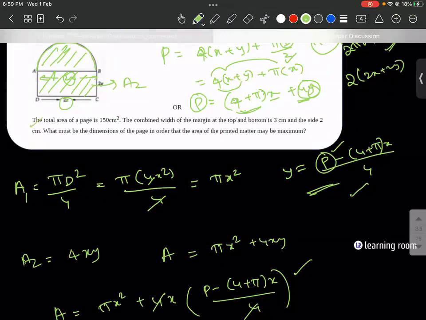So the total area of a page is 150 centimeters square. The combined width of the margin at the top and bottom is 3 centimeter and the side is 2 centimeter. What must be the dimensions of the page in order to have maximum printable area?